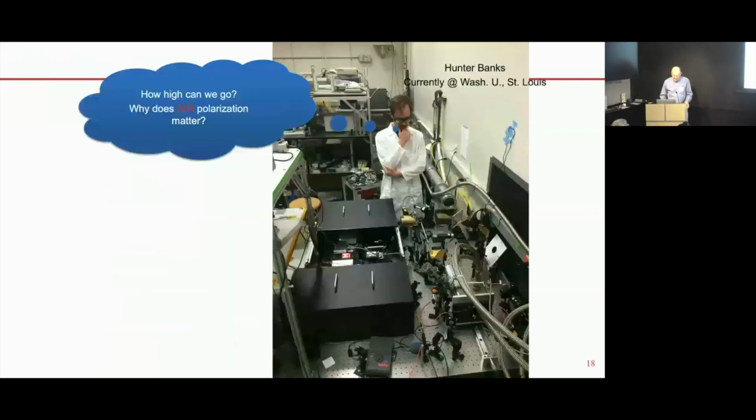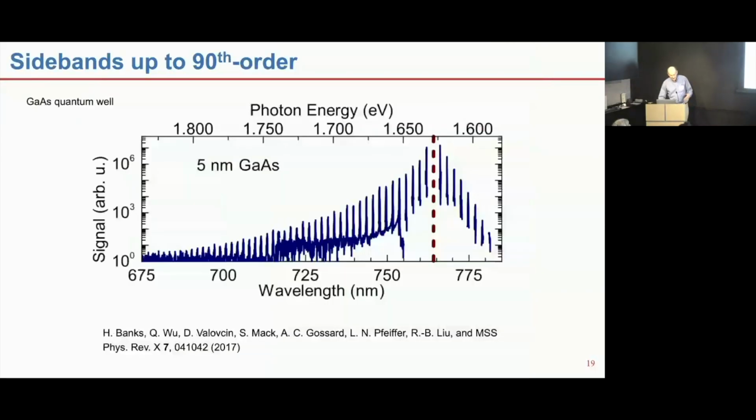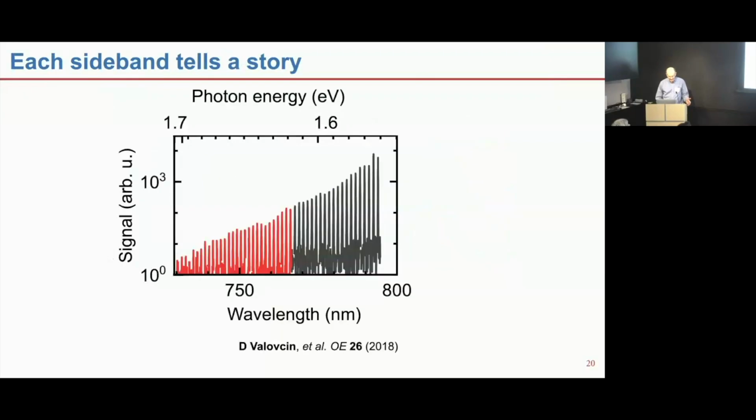This is Hunter Banks, who rebuilt the setup, wondering how high we can go and why the near IR polarization matters. And this is Darren, who took over the experiment after Darren left. Hunter was able to see sidebands all the way up to the 90th order in this experiment. So now we started to think, okay, we can maybe start turning this into a spectroscopy. Let's think a little bit about what story each sideband is telling us. Let's say we want to know the story that, say, the 86th order sideband is telling us, and then what story these other lower order sidebands are telling us.